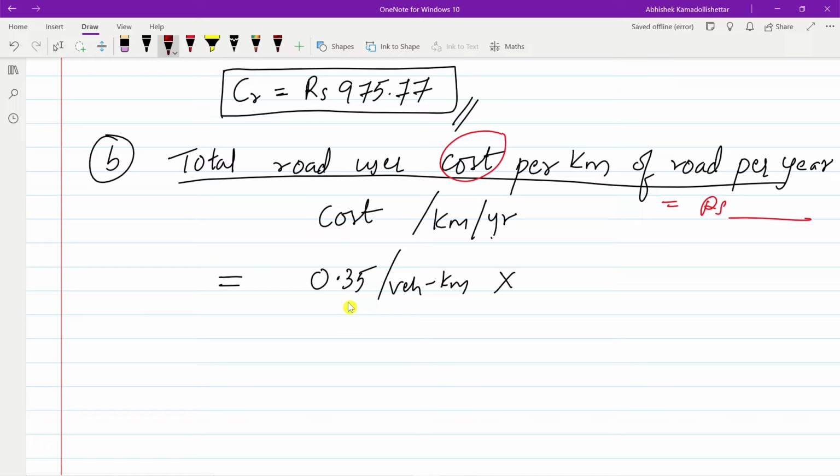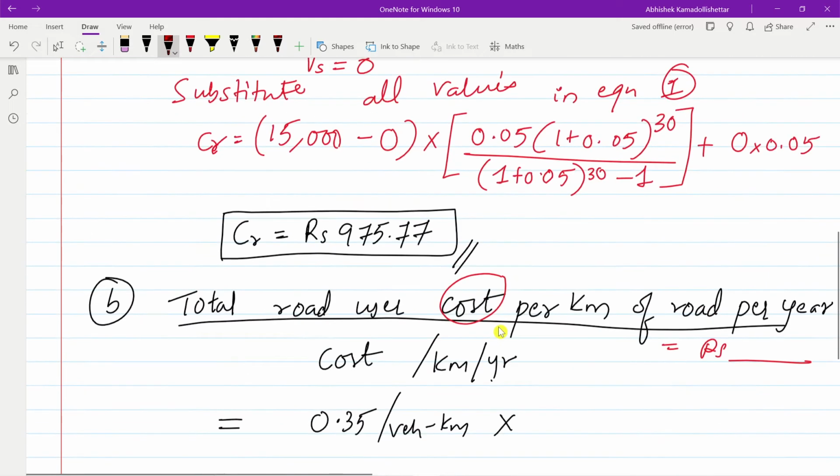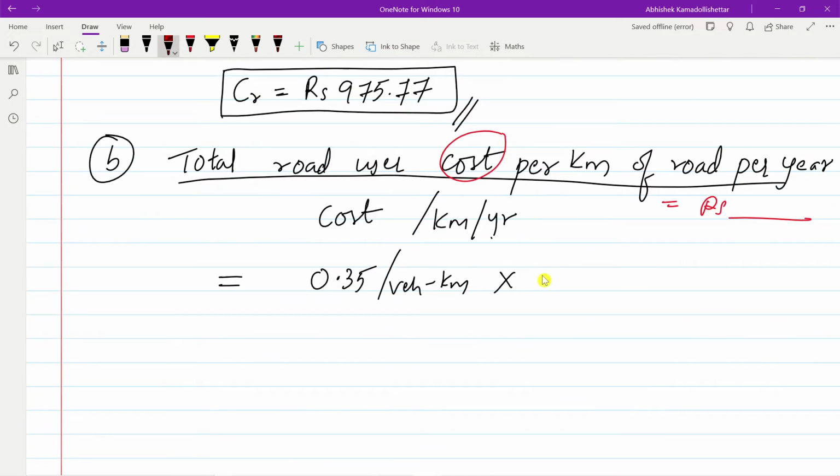So how many vehicles are going, that is important. Go to the question. There you can see how many vehicles are moving: 100 vehicles per day. So how many vehicles? 100 vehicles, per day. So vehicle and vehicle got cancelled.